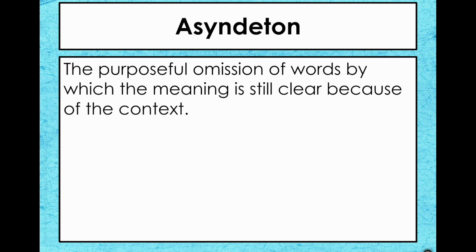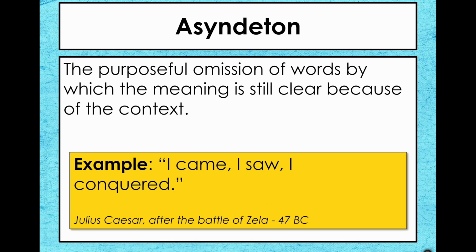Asyndeton is the purposeful omission of words by which the meaning is still clear because of the context. We know that this is when we typically see these lists without conjunctions. So I came, I saw, I conquered. Asyndeton and polysyndeton both impact the pacing of the line. So we notice with asyndeton, it tends to speed up what we are saying. With polysyndeton, it slows down what we are saying, and in both ways, we are emphasizing a certain idea.